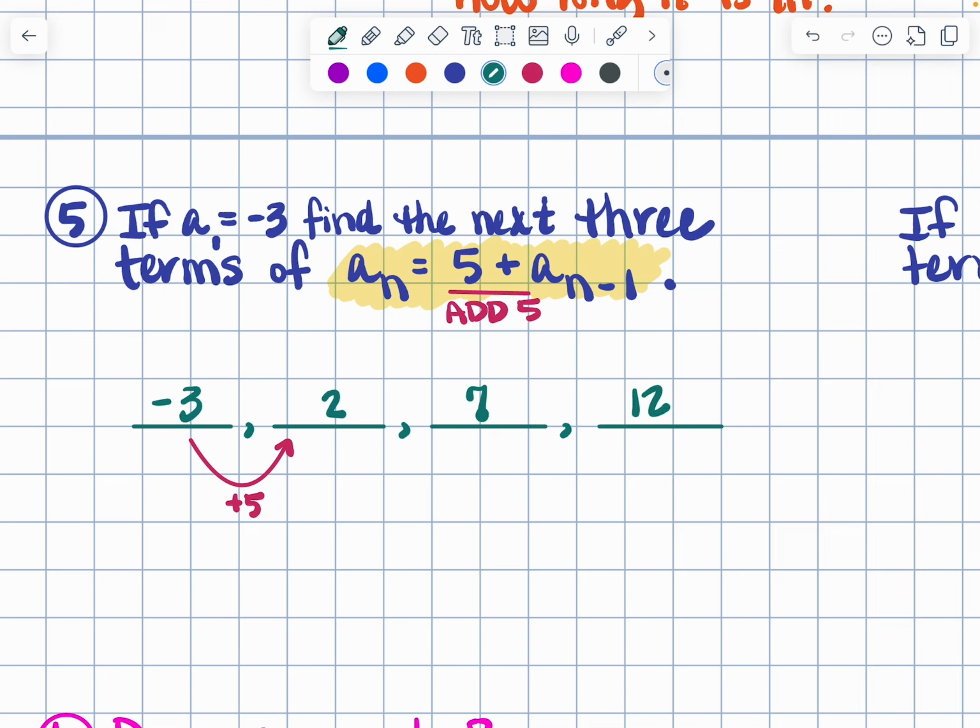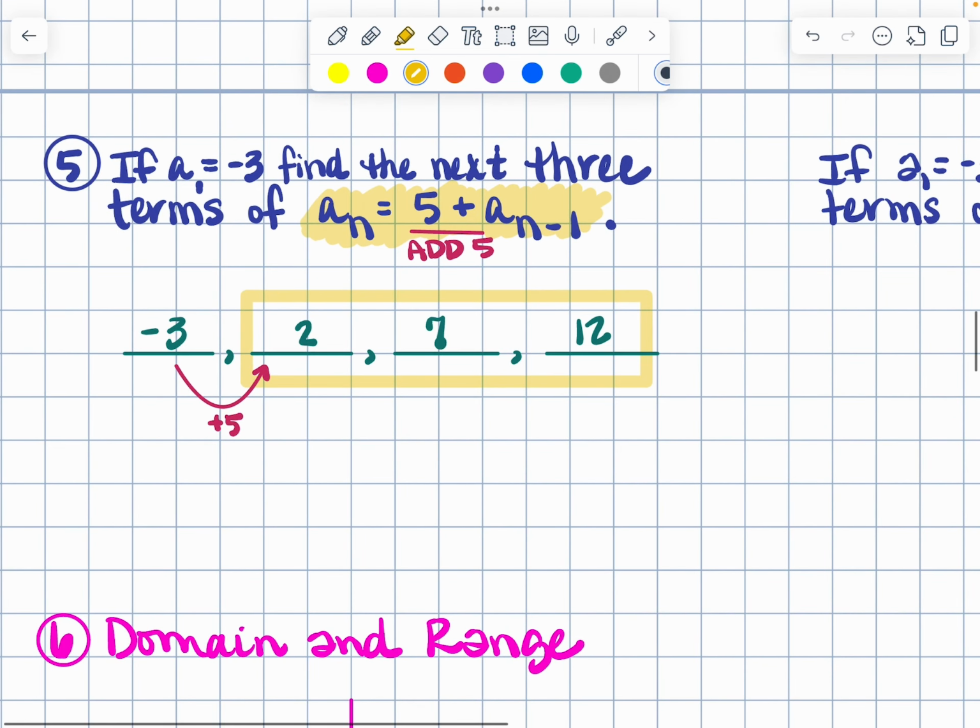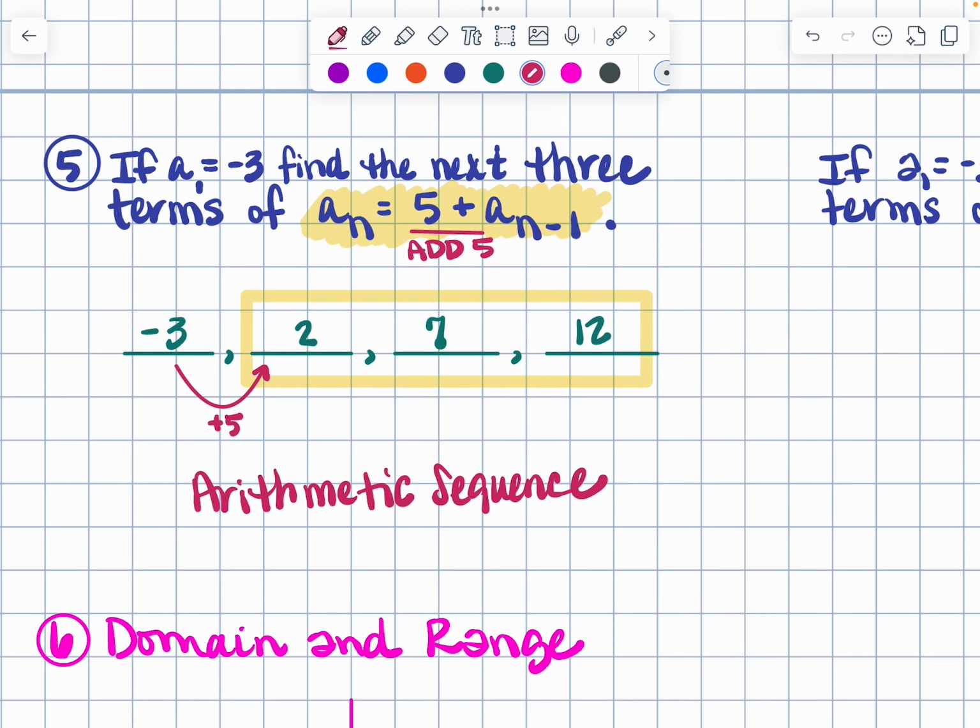Then we're going to add 5 again. Then we're going to add 5 again. And the question did say find the next 3 terms, right? And so this is going to be our answer. Okay, and I just want to remind you, whenever you're adding or subtracting to get the next number in line, remember this is an example of an arithmetic sequence, right? When we add and subtract.